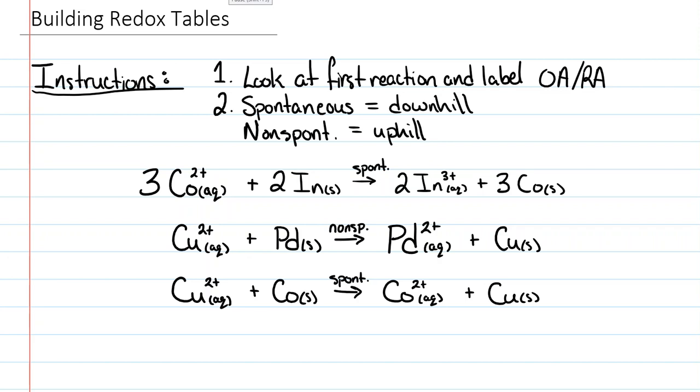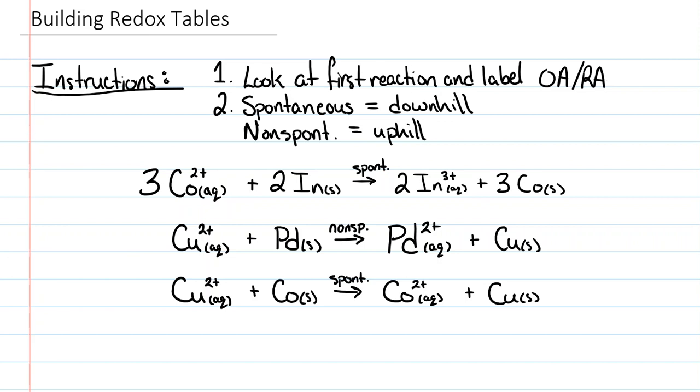Today we're going to be doing a redox table example. What we want to do is build a table of reduction half reactions based on the evidence given here in these three reactions. Now, just look at the first reaction and label the oxidizing agent and the reducing agent.